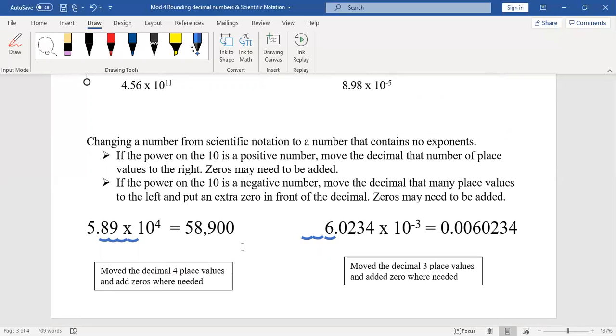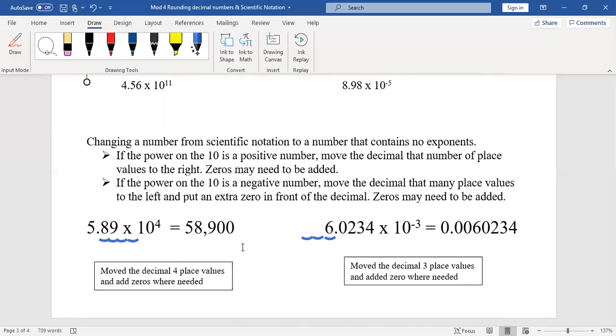And if the power on the 10 is negative, move the decimal that many place values to the left. You need to put one extra zero in front of the decimal and then add any zeros that may need to be added for those place values that you moved the decimal.